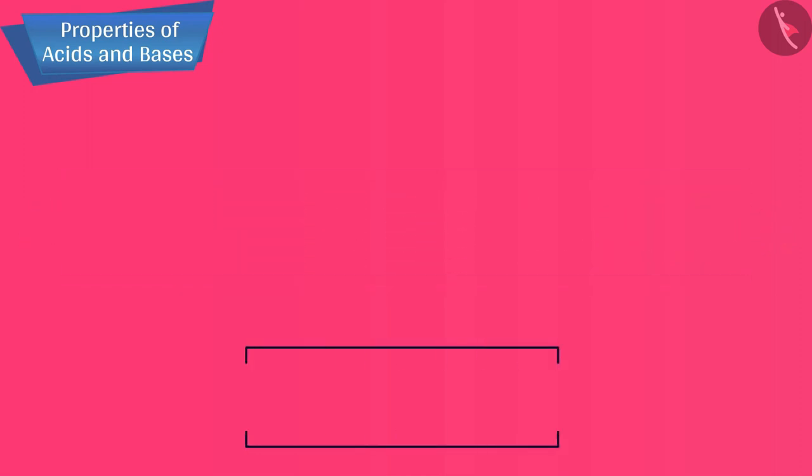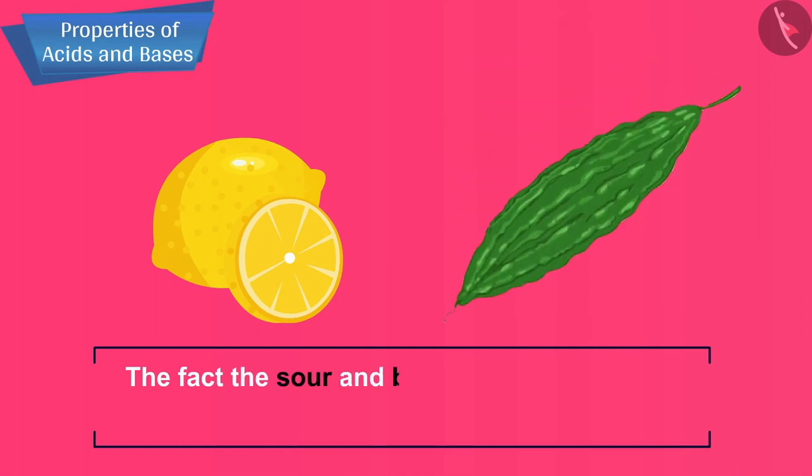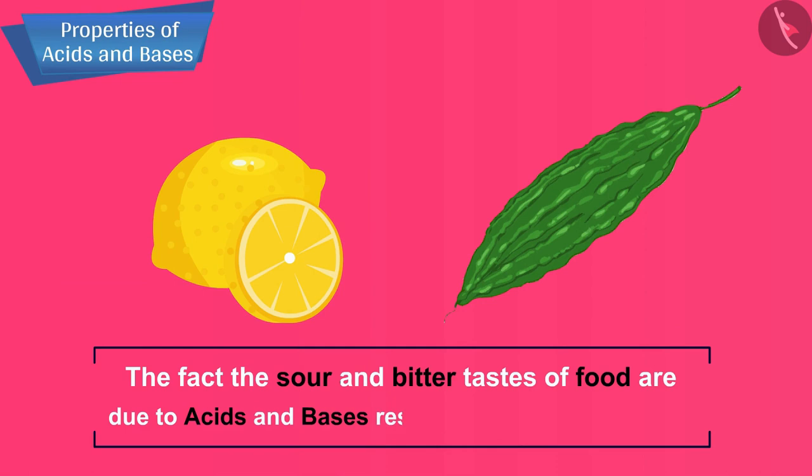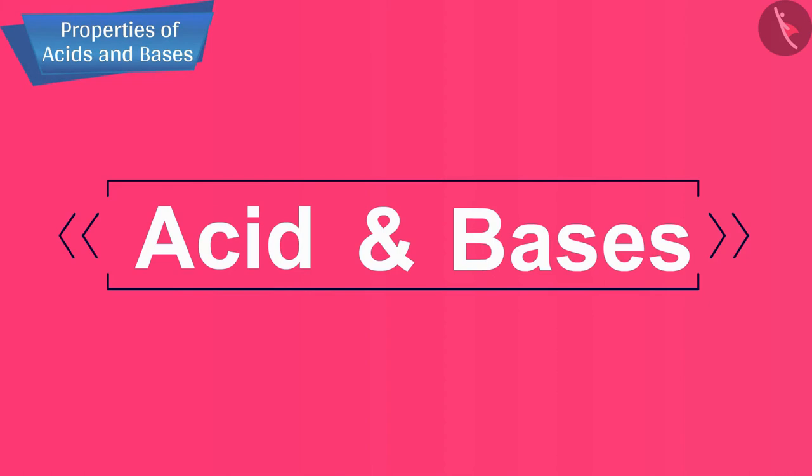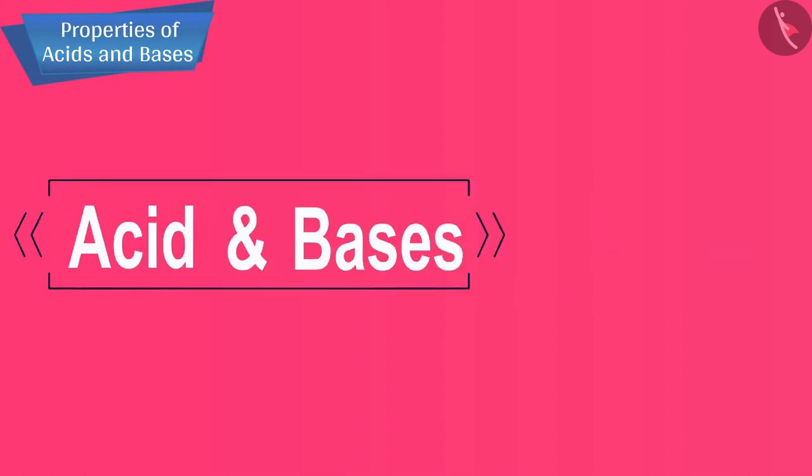Children, you are already aware of the fact that the sour and bitter tastes of food are due to acids and bases respectively present in them. Let us now begin with our topic, starting with a few daily life examples of acids and bases.